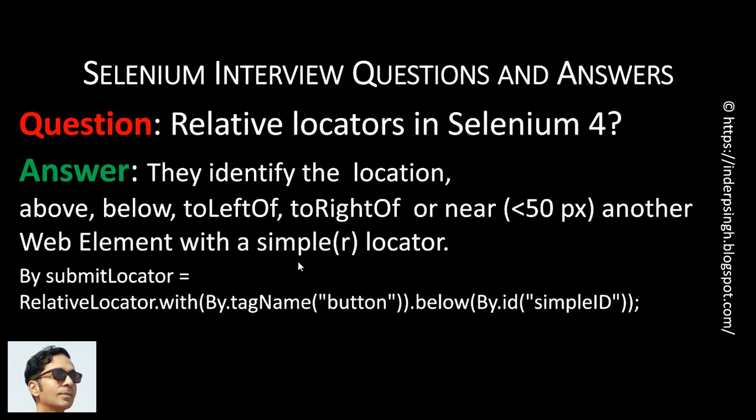So if the locator is very complex, we can use the relative locator, and then we can get a web element with a simple locator and use the relative locator alongside that. For example, let us say that submit button has a very complex locator, but there is another web element who has a simple ID. We can use that locator to find that element, and we can mention that our button is below that other web element with the simple locator.